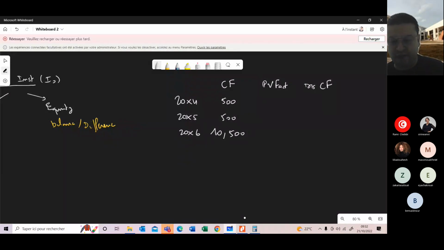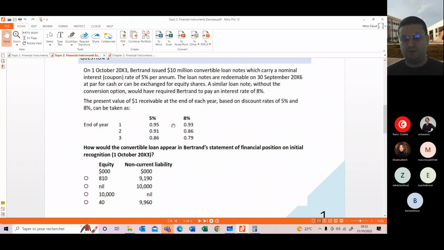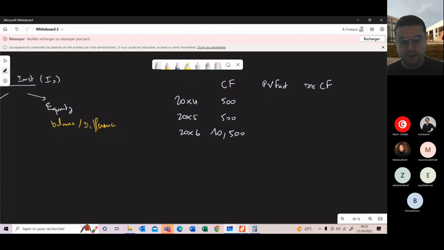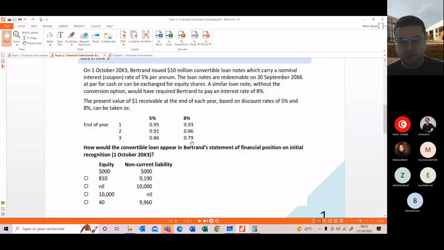The present value factor that you're going to use is related not to the 5% nominal rate, but to the effective rate. I said that the similar loan note without the conversion option is expected to be 8%. So you have to put the 8% present value factors. So 0.93.